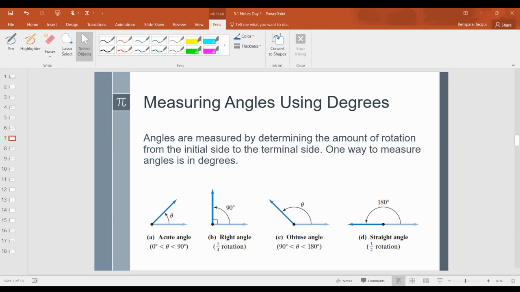A right angle is going to be 90 degrees. If you're thinking about the 4 quadrants, it makes up a fourth of the rotation because it's a fourth of the quadrant. An obtuse angle is any measure between 90 and 180 degrees. And then a straight angle, which is half of a rotation because it goes from the positive x-axis to the negative x-axis, is 180 degrees.